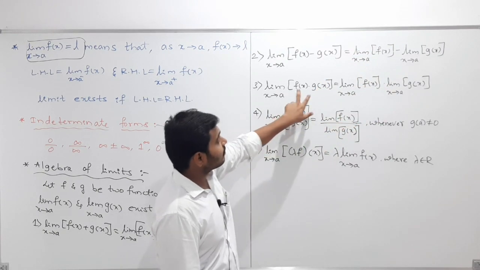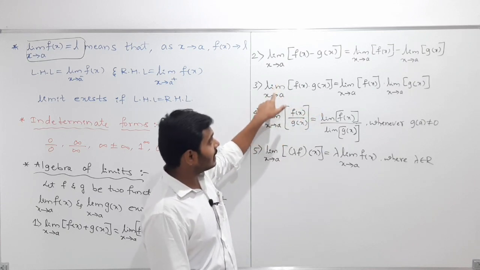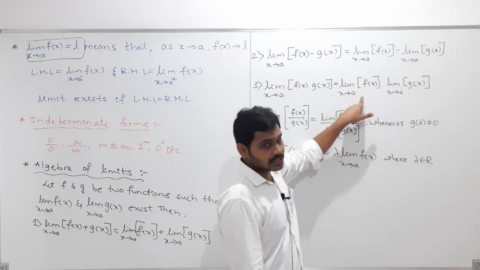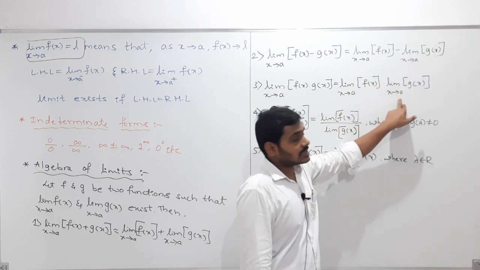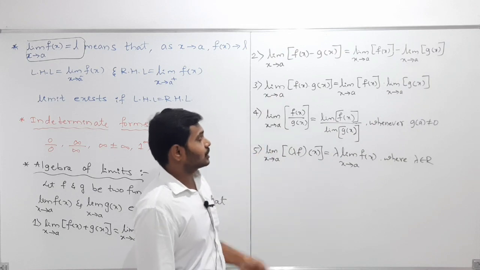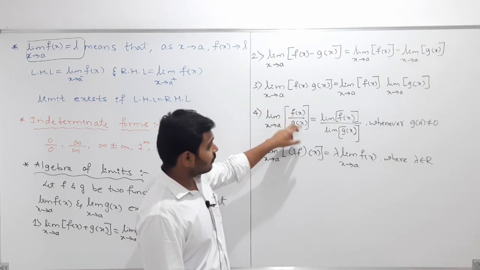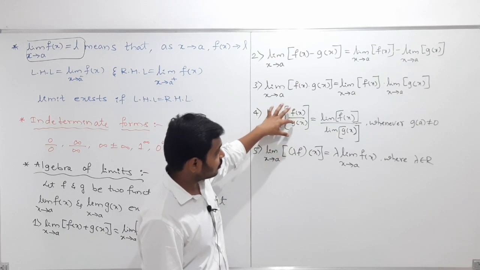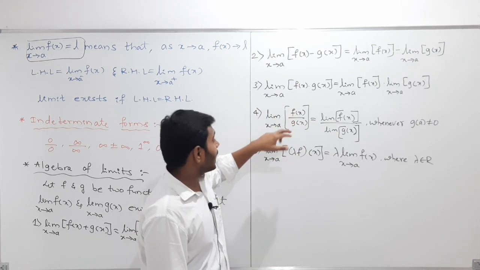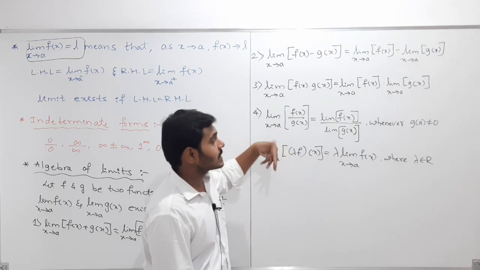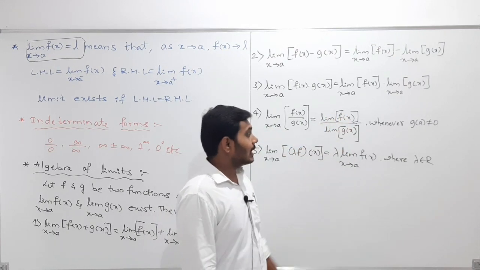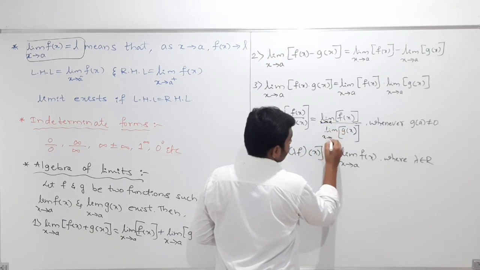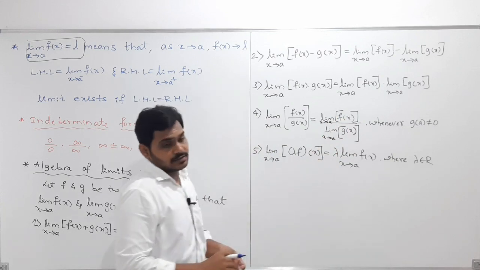Clear? Like that, if you multiply two functions and then apply the limit as x tends to a, this value is the same as the limit of f of x as x tends to a times the limit of g of x as x tends to a. This is multiplication. Now division. If we have two functions f of x and g of x, and you first divide them and then apply the limit, this value is the same as the limit of f of x divided by the limit of g of x, with x tends to a in both. Both these values are the same.